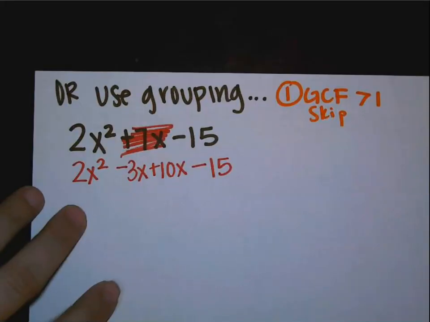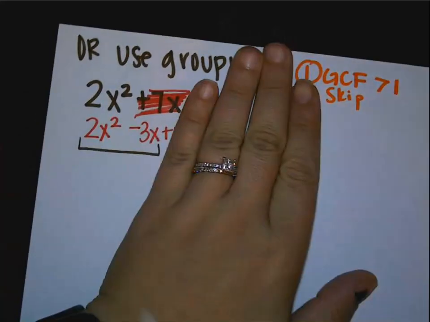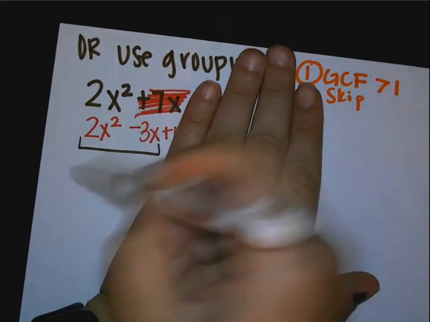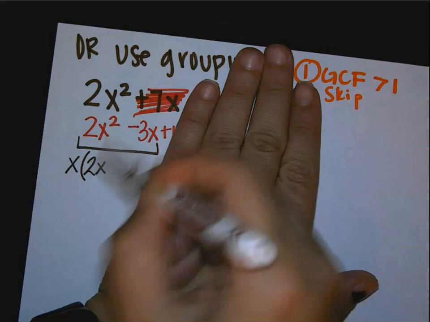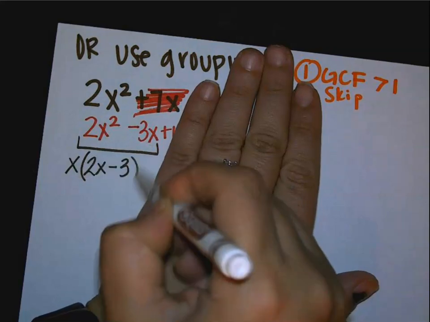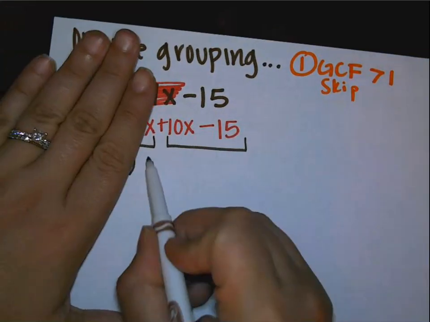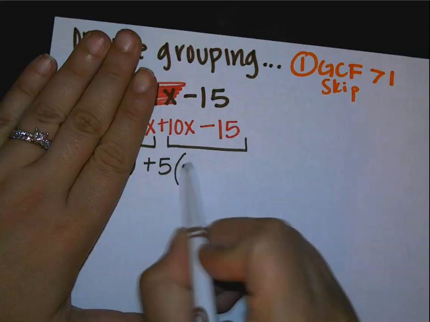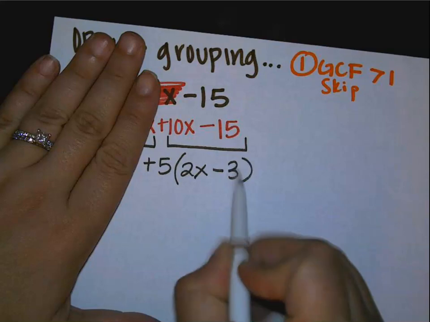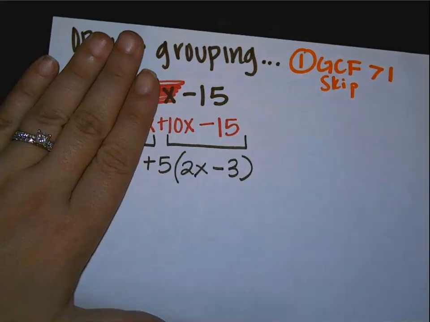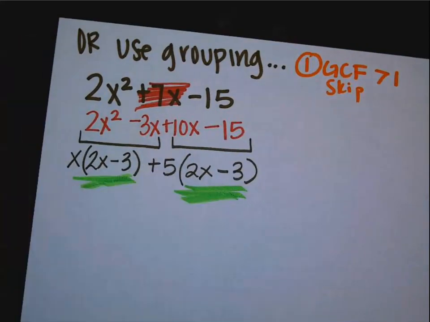So then what you do after you have 4 terms is you're going to group the first 2 and the last 2 and look for a GCF. So what do they have in common here? X. So x times 2x is 2x squared, and x times negative 3 is negative 3x. Now I'm going to go here, and these both have 5 in common. So 5 times 2x is 10x, and 5 times negative 3 is negative 15. Now if I did this right, when I move my hand over here, these should match, and they do.